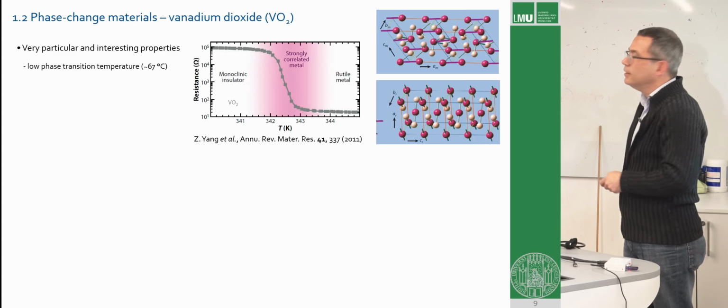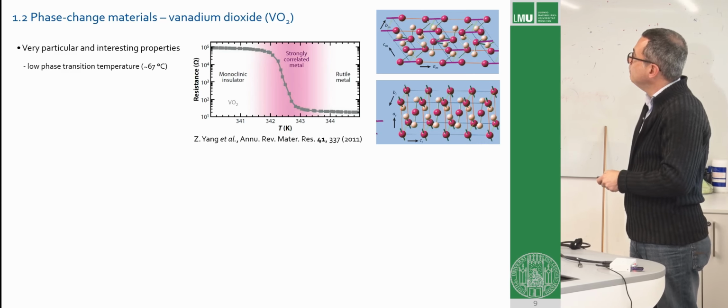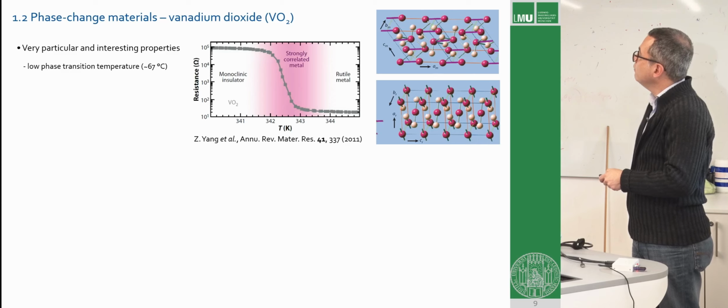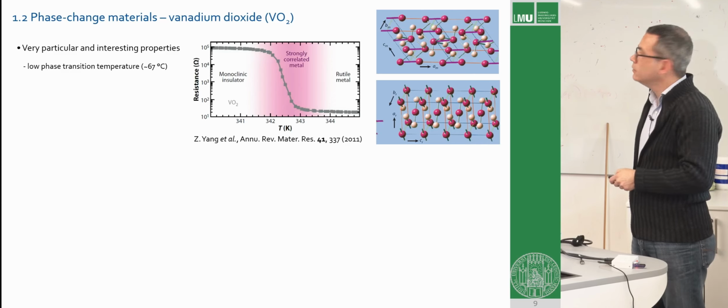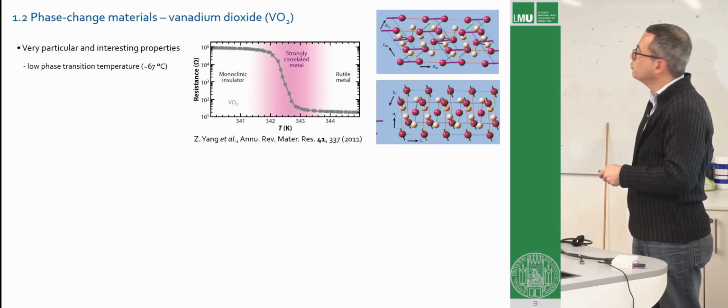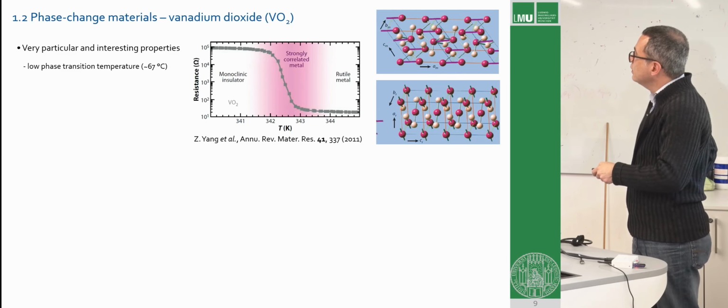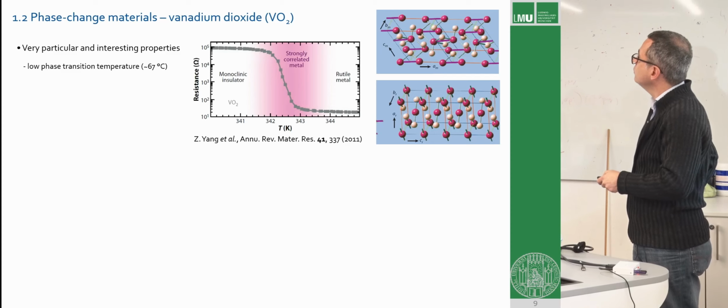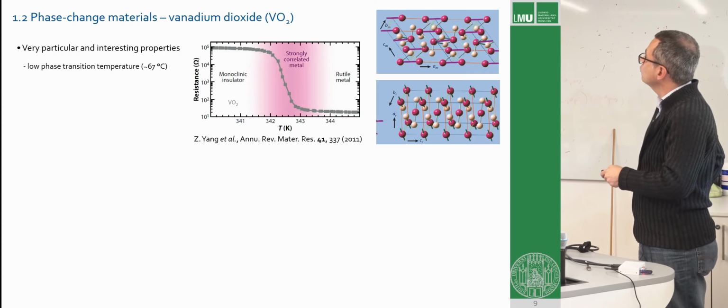It's about 70 degrees Celsius. And below this temperature, what we have is a monoclinic insulator. Sorry for this expression here. It will be clear very shortly why this is a misleading expression. And in this case, we have this kind of structure.